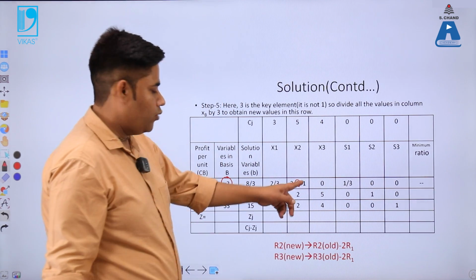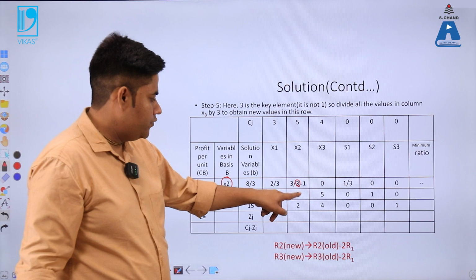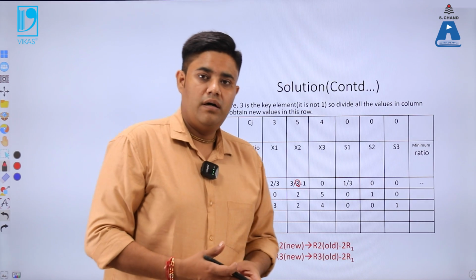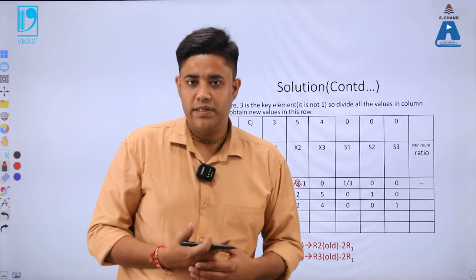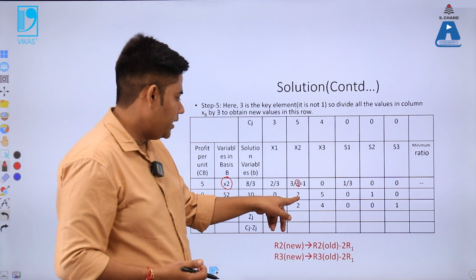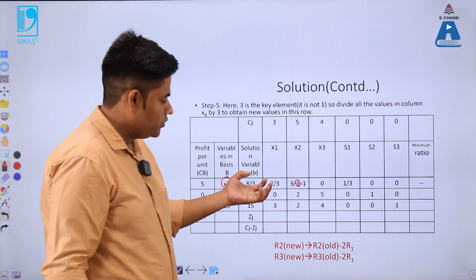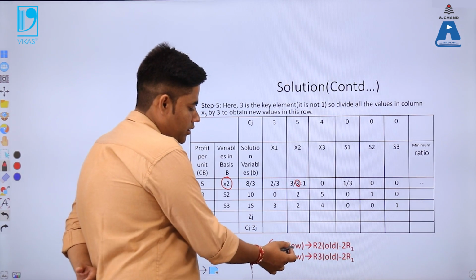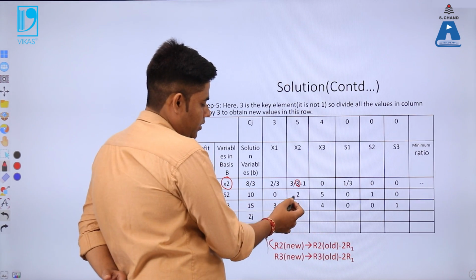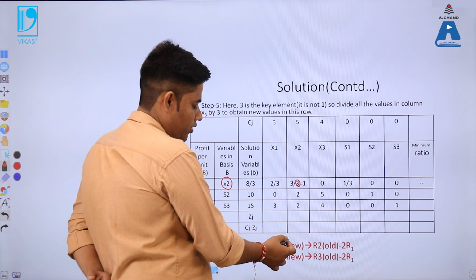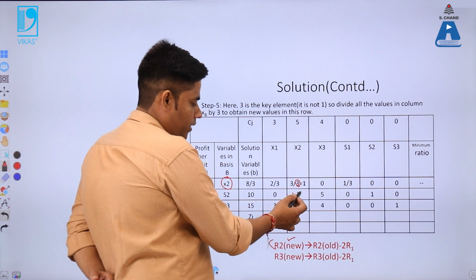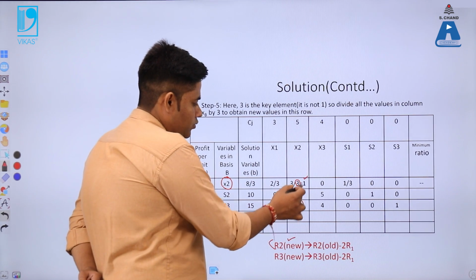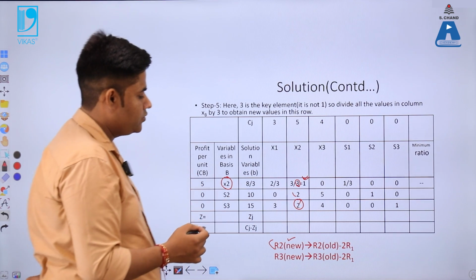So I've got 1, and what I need to do is remove these two variables, which is 2 and 2, and make them 0. This is the rule of the simplex problem. So this is the second row, and in the second row I want to get 0. So what row operation should I use? The row operation that I'll be using is R2 new changes to R2 old minus 2R1. So these are the old elements and I want to have new elements. So 2 minus 2 times of this 1 would give me 0. Here also 2 minus 2 times of this 1 would give me 0.